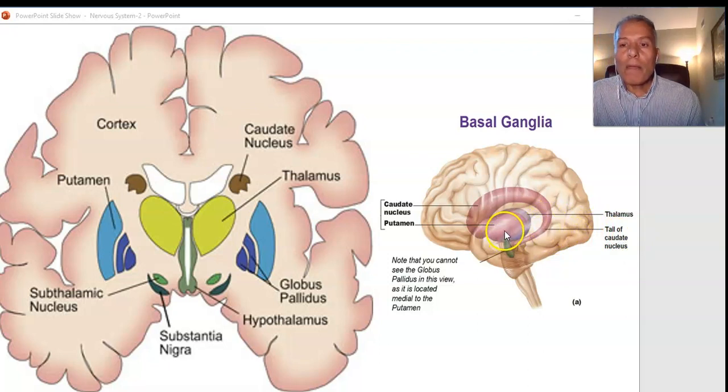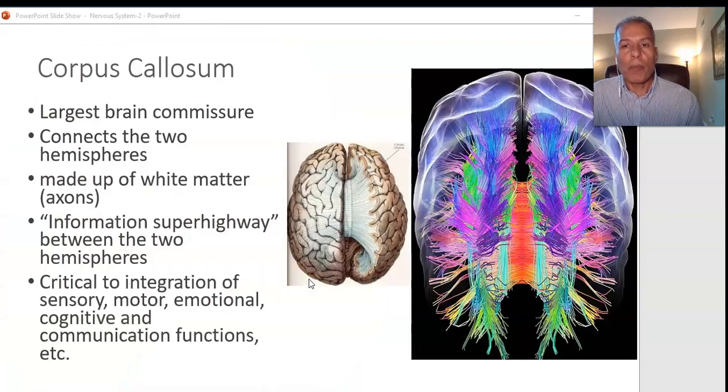And then there's another structure here that's not clearly visible. But if you cut this coronally, this is what you see. You have the putamen, cut like that. Next to it, you have the globus pallidus, these 2 structures here. And then you have the caudate nucleus, which is this structure that is cut but higher. And then you have subthalamic nuclei and substantia nigra. So these are the basal ganglia, deep inside of the white matter.